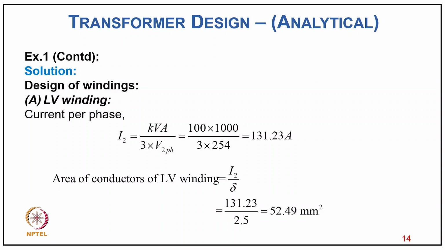Now the current per phase is I2 equal to kVA upon 3 into V phase. So putting the value, it comes 131.23 ampere. And the area of the conductors of the LV winding is I2 upon delta. So putting the value, it comes 52.49 millimeter square.